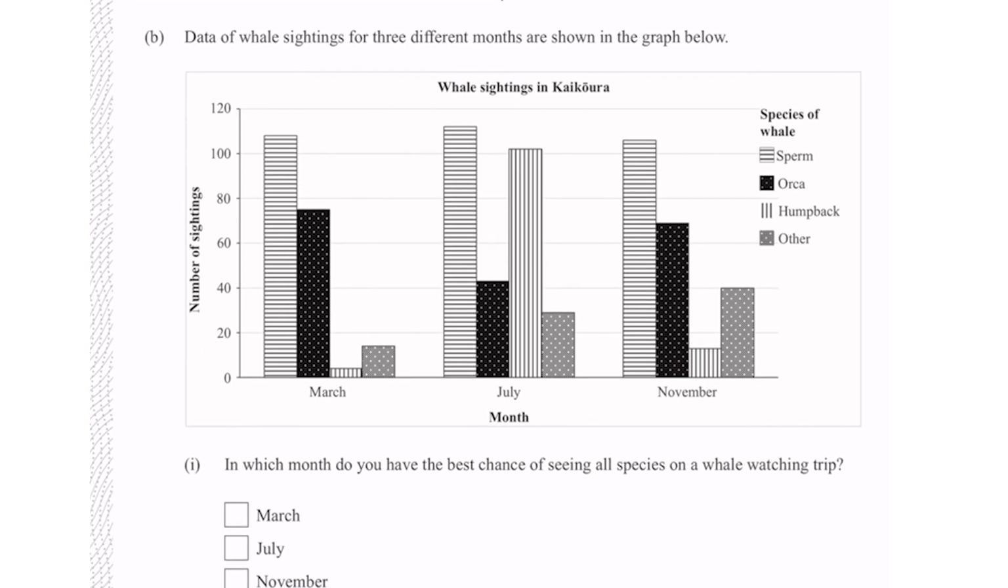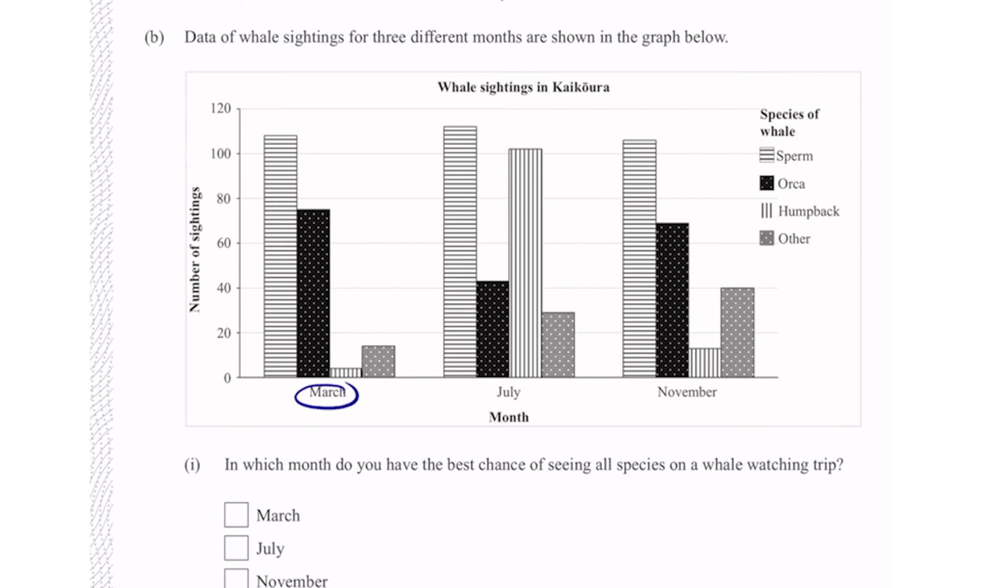So part B, data of whale sightings for 3 different months are shown in the graph below. In which month do you have the best chance of seeing all species on a whale trip? Okay, so if you want the best chance of seeing all species, then we're going to want to pick the month which is the most uniform, right? Or has all species with a big, relative amount of sightings. So if there is a month where the sightings of some type of whale is really low, then we're not going to be able to have a high chance of seeing all the species. So we're going to not pick that month.